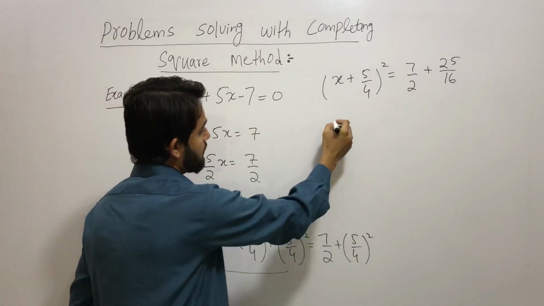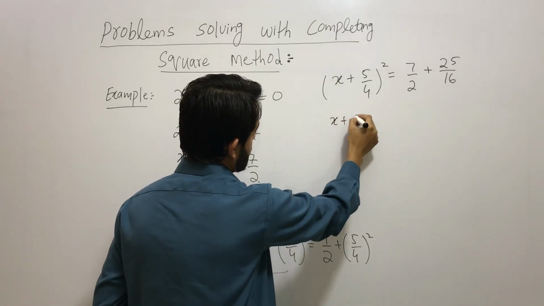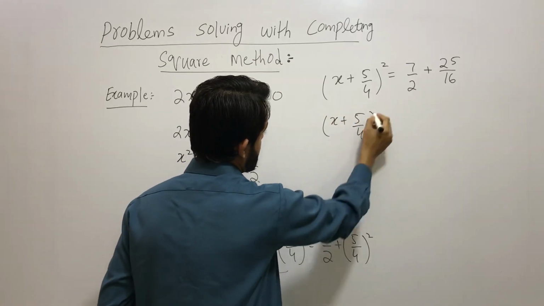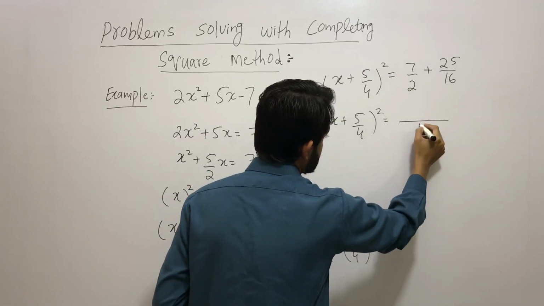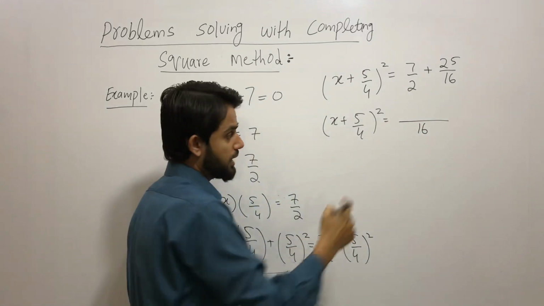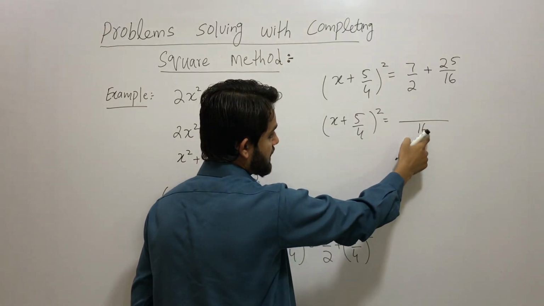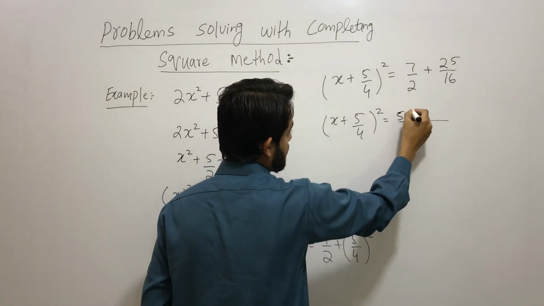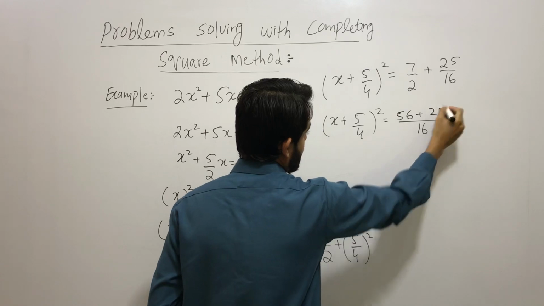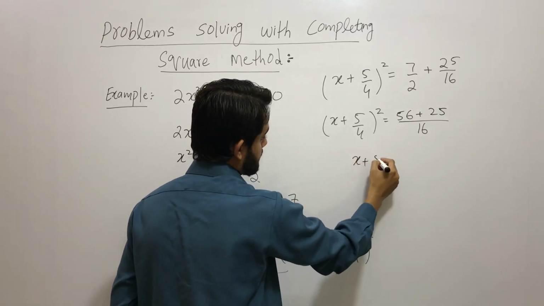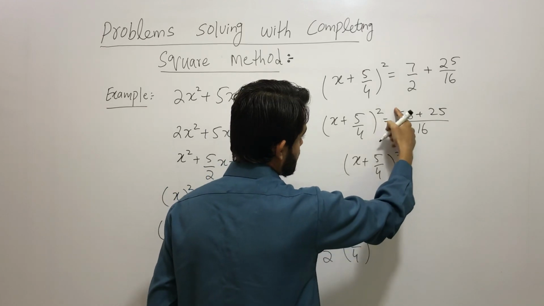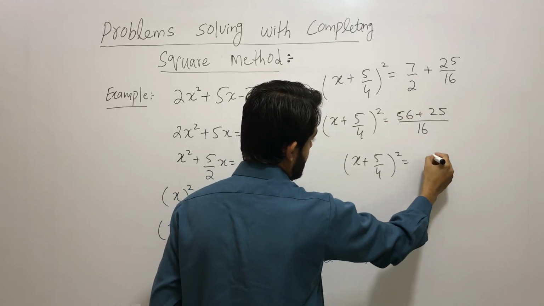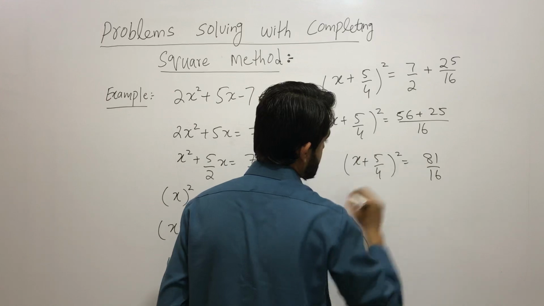Okay, so now we have to do some quick manipulation in order to simplify the right hand side a little more. We will take the LCM. LCM will be 16, and 2 times 8 is 16, 8 times 7 is 56, plus 25. Now x plus 5 over 4 square will be equal to 56 plus 25, which is 81 over 16.